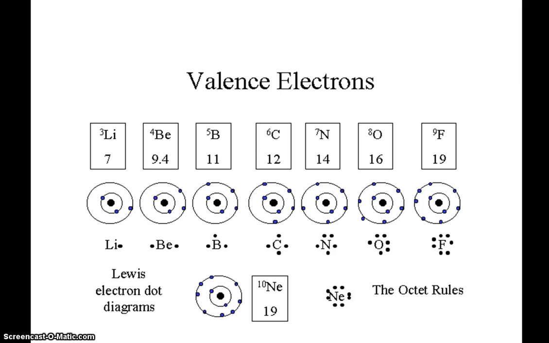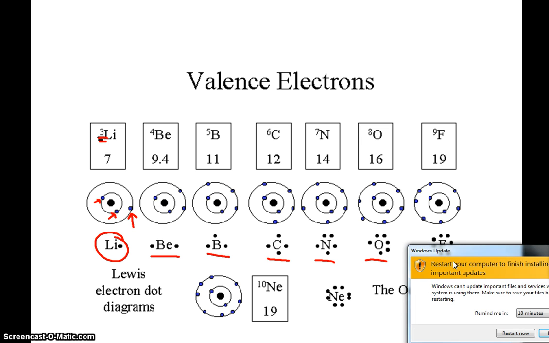Here's a quick diagram that goes through. Lithium has 3 electrons, and we can see there are 2 in the inner shell, and it has a valence electron number of 1. There's something called the Lewis dot diagram, and that's how we would show lithium. It has 1 dot because it has 1 valence electron. Beryllium has 2, so there are 2 dots. Boron has 3, carbon 4, nitrogen 5, oxygen 6, fluorine has 7.